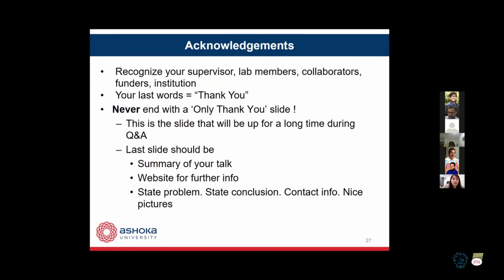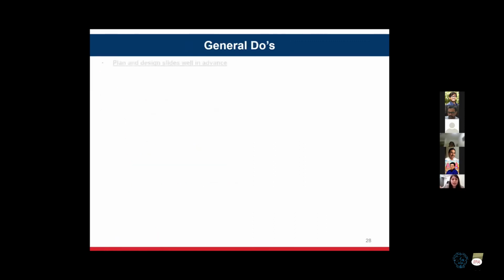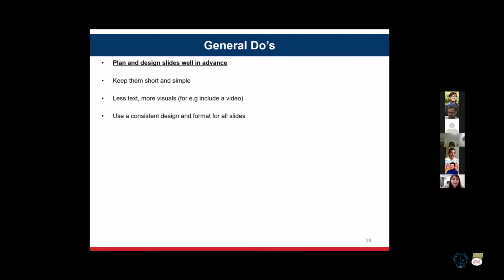Now, one should certainly have an acknowledgement slide. You will have to have a thank you slide at the end where you are thanking your supervisor, lab members, etc. But never leave the presentation on the thank you slide, as this slide is going to be up during the Q&A. So try to have the summary of your talk on one last slide and keep that slide open towards the end.